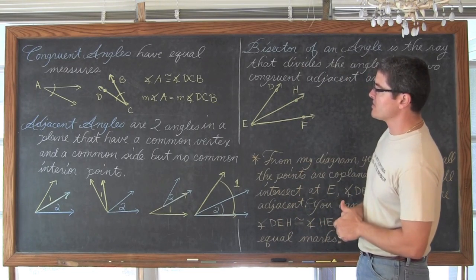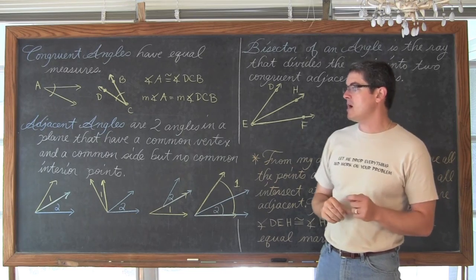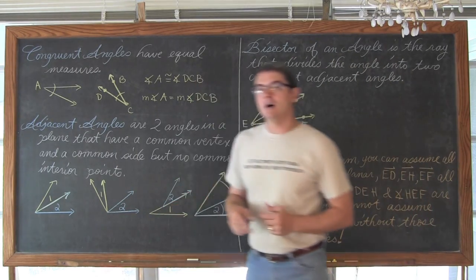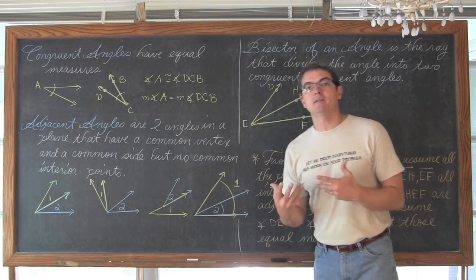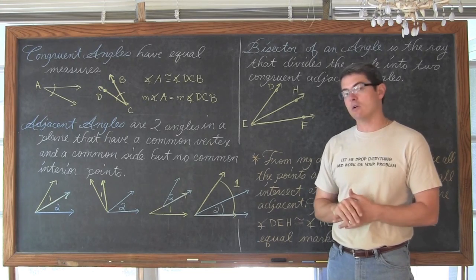Adjacent angles are two angles in a plane that have a common vertex and a common side, but no common interior points. So I have four diagrams here that could be angles that are adjacent. So which ones are and are not?